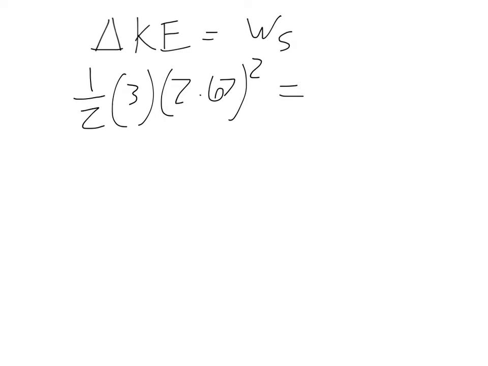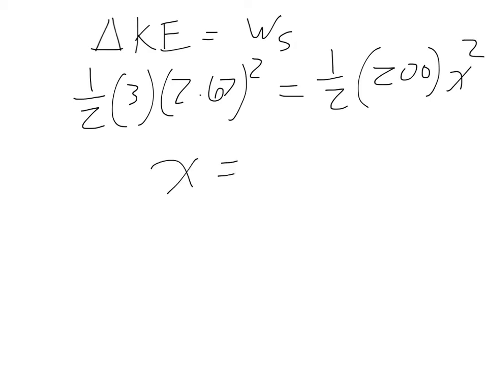The work done by a spring is 1/2 kx squared. They give us the spring constant, which is 200 newtons per meter, multiplied by x squared. And finally, we have the compression of the spring is 0.33 meters.